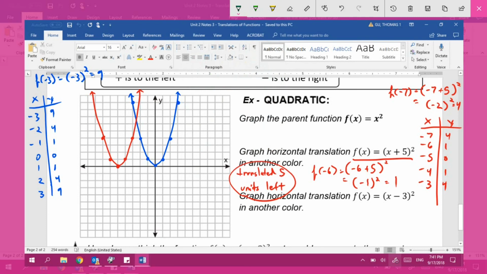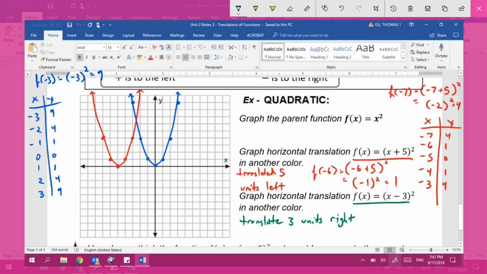This last one over here. Graph the horizontal translation of f of x equals x minus 3 quantity squared. Looking at the equation, what do you think the graph will move by? If you look at the equation, you would think that the graph is going to translate 3 units right. Remember, because it's negative, which means right. The -3 means to the right.